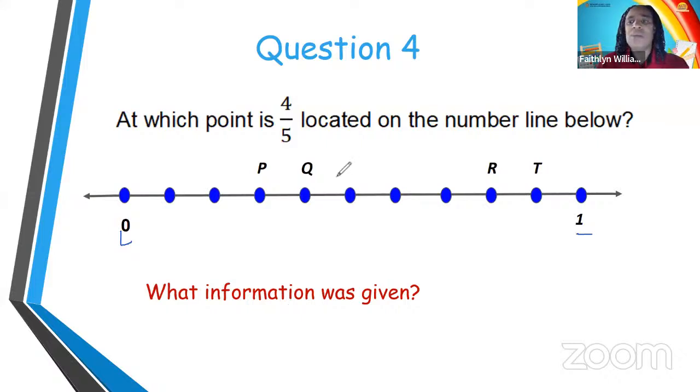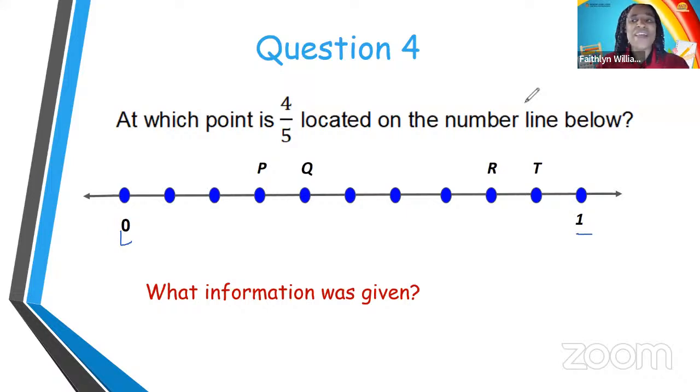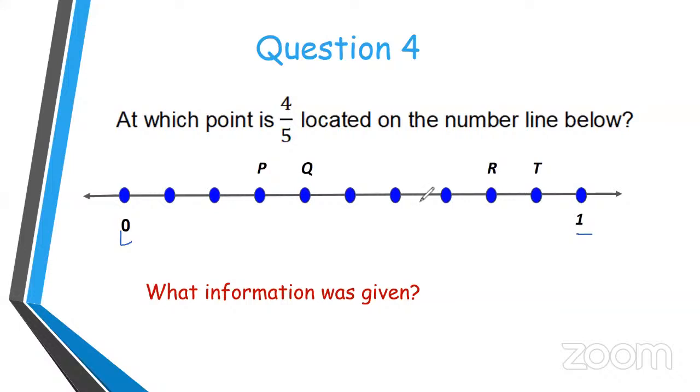Let's see if we see any raised hand. I'm seeing Robin Brown. Robin Brown, what does that 1 represent? The 1 on the number line represents a whole. Awesome. Thank you so much for that, Robin. 1 whole. Thank you. So that's very important.